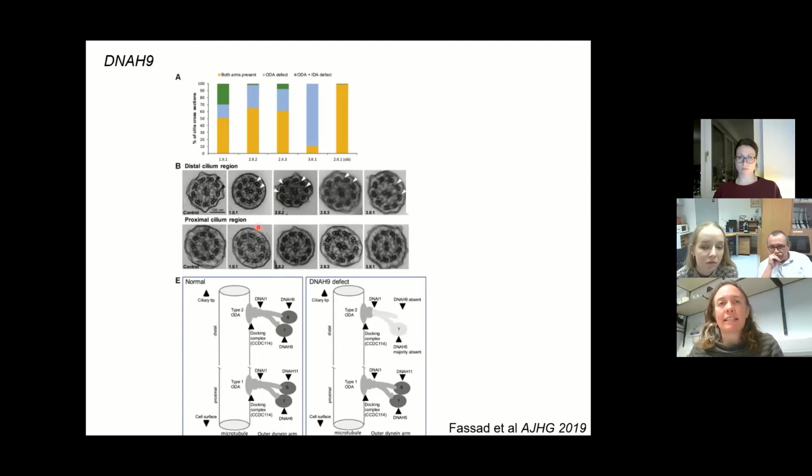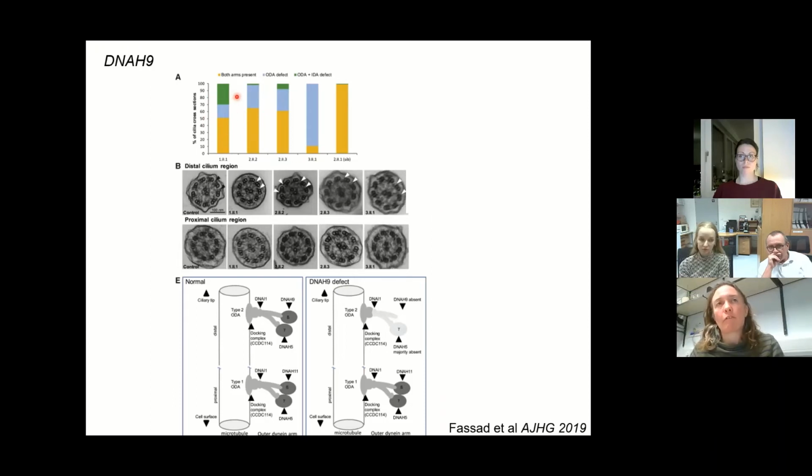and therefore it's important that you look at lots, but also important to think about the region you're in. And DNAH9 defects, so this is in the distal cilium region, you can see there's an outer dynein arm defect, and in the proximal cilium region the cilia look completely normal. So it doesn't make that criteria for an outer dynein arm defect for the class 1 defects.